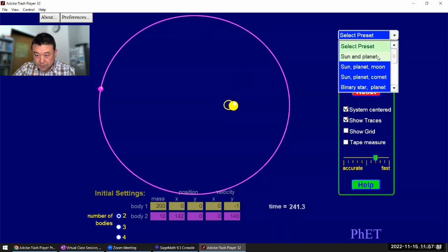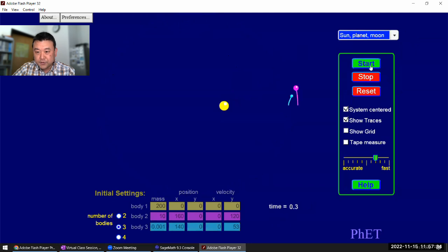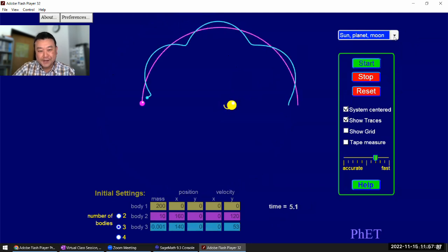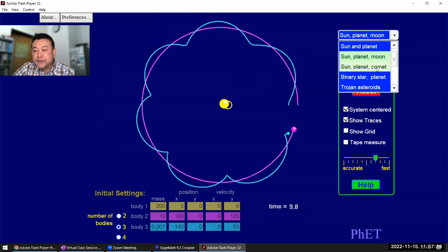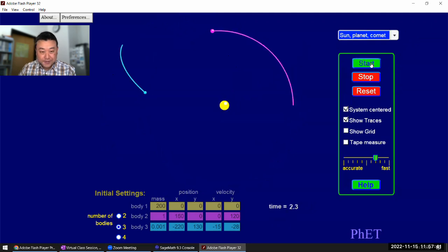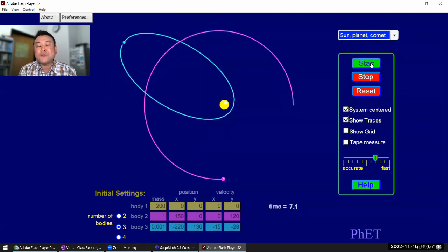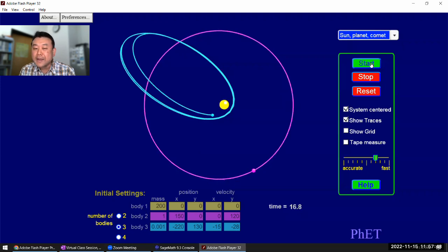So you can play with other presets like sun, planet, moon. These are fun, so I'll just leave that for you to play with. Oh, this is a fun one where if you watch it for a bit, you will see something interesting happen. What they label as a planet has a little bit of mass. So as it swings near a comet, it'll affect it gravitationally. That's why the orbit of the comet keeps changing over time.